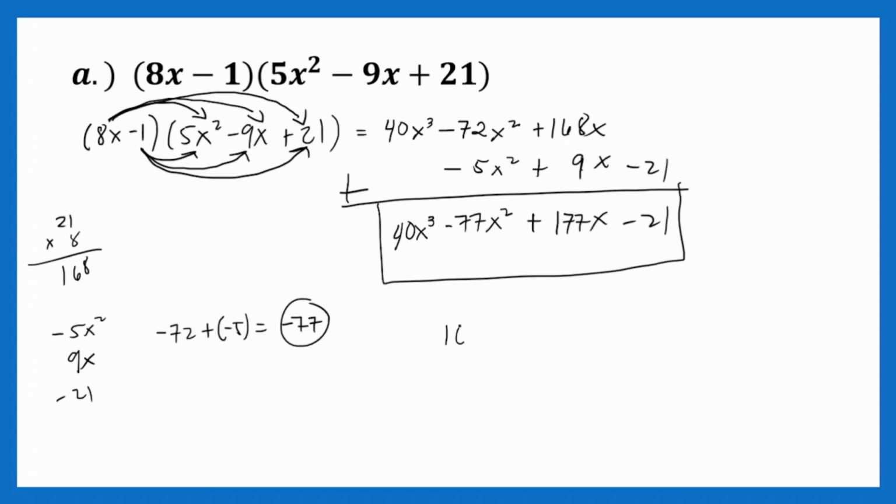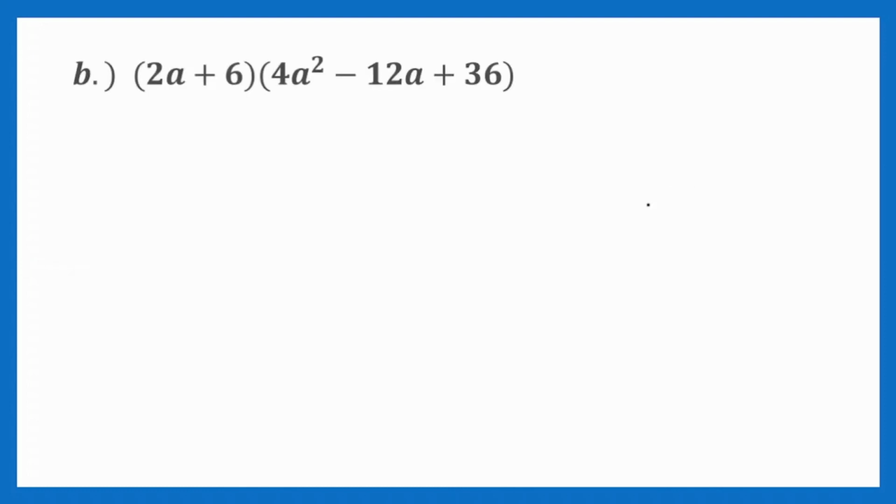Double check natin yung 168 plus 9. So, 17. Carry 1. 7. 1. So, 177. Alright. So, ayan. 40x cubed minus 77x squared plus 177x minus 21. This is now the final answer. Alright. So, that's for letter A. So, let's move to letter B naman.